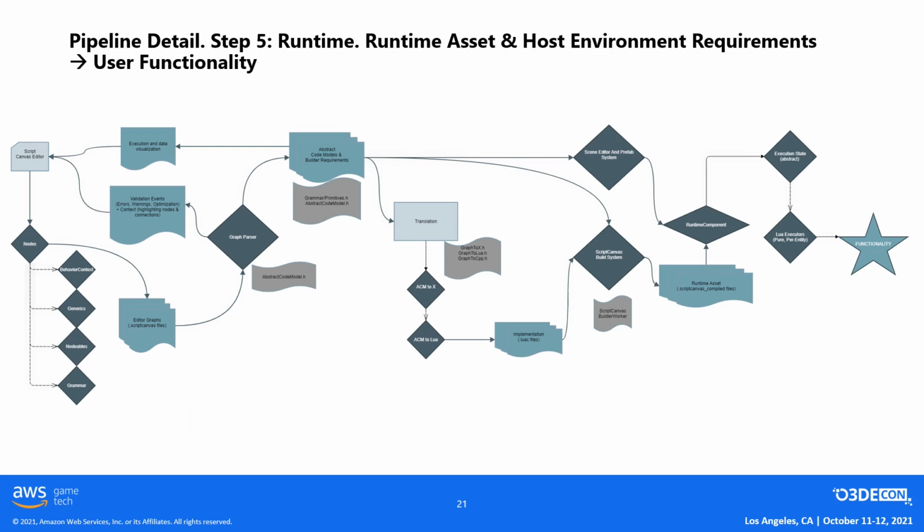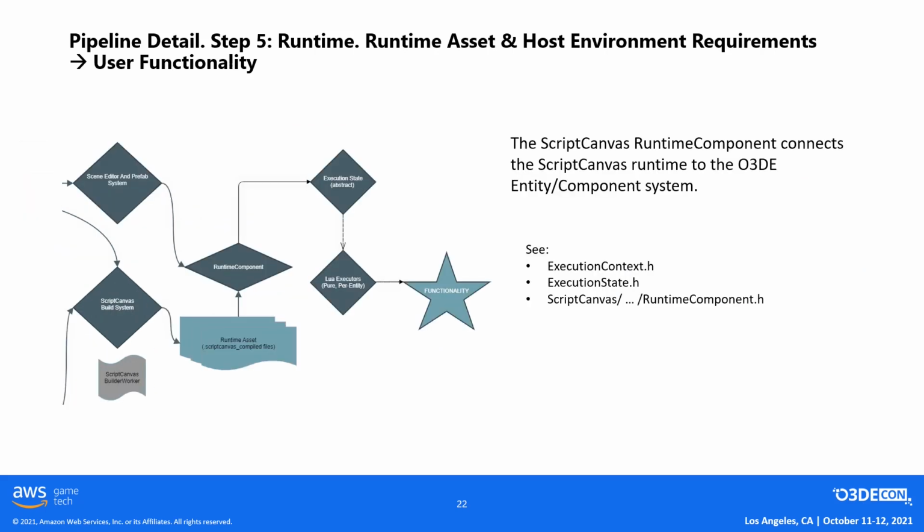At runtime, the host environment, asset requirements, and implementation are finally integrated into functionality. The runtime component will load the runtime asset when it is created. When the runtime assets are loaded for the first time, any required static initialization for the script will occur. When the owning entity activates the runtime component, it will request an execution state from the ScriptCanvas runtime, which will deliver the appropriate one based on the characteristics of the runtime asset.